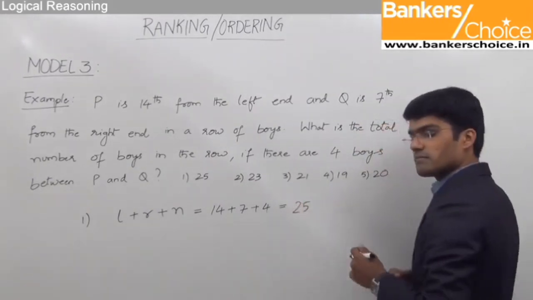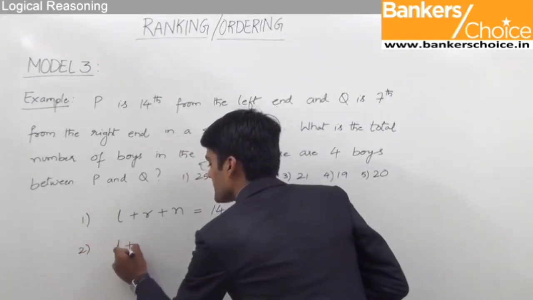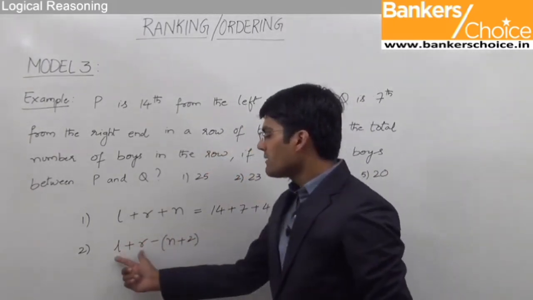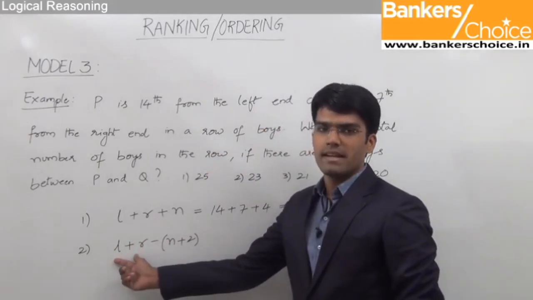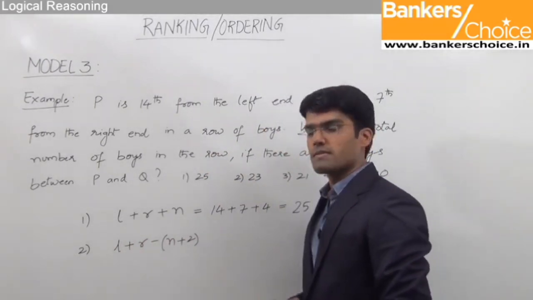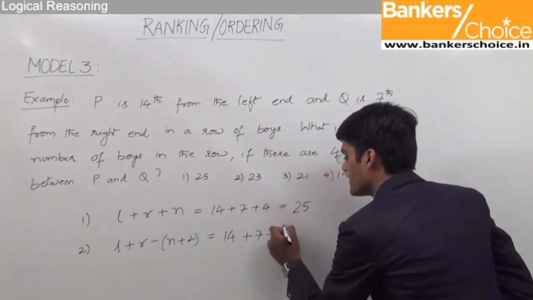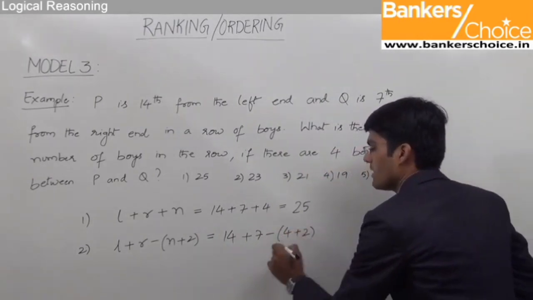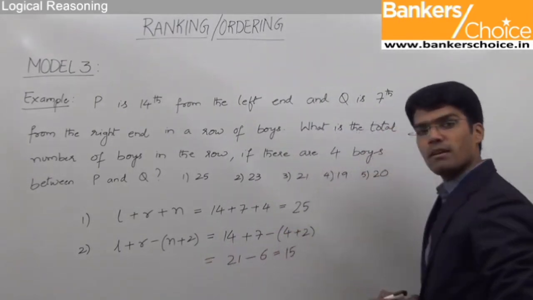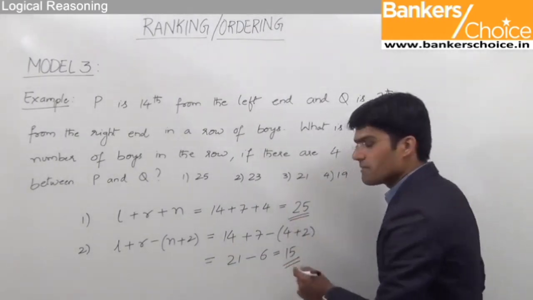And the second possible answer here is L plus R minus of (N plus 2), where again L and R are the positions from the left end and the right end for two different persons, and N is the number of persons in between the two persons. So by taking the given values, we get 14 plus 7 minus of (4 plus 2), which comes out to be 21 minus 6, that is 15. So the two possible answers for this given question are 25 or 15.